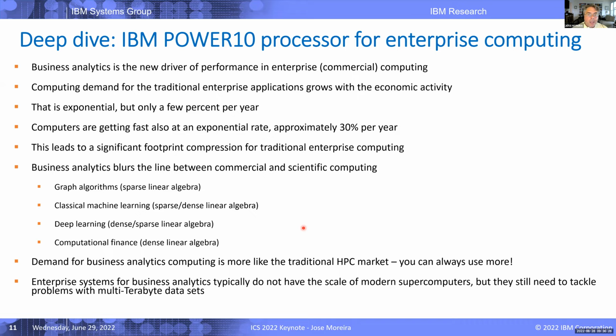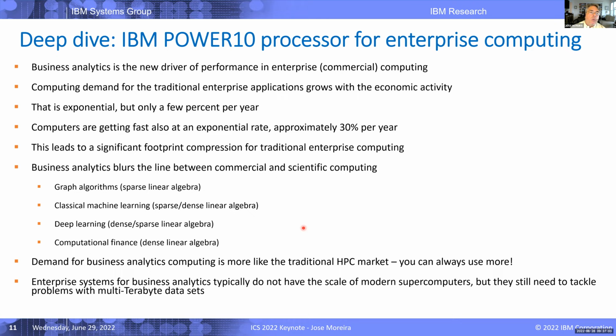But from a looking forward perspective, it was very important for Power 10 to be a strong engine for what we call business analytics, which is essentially analysis of data in large quantities using either graph algorithms, classical machine learning, deep learning, or computational finance algorithms. And that data is typically already in the machine because the machine is doing the transactions, but now we need to analyze the data. So we needed to make a machine that could do business analytics very well, and we needed more compute power.